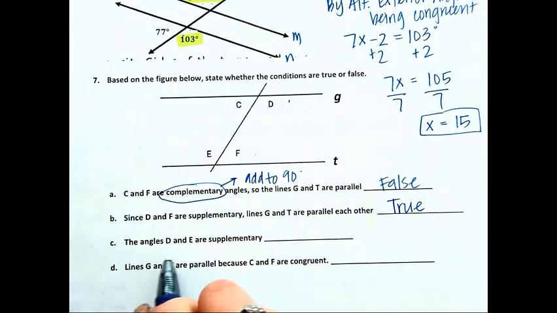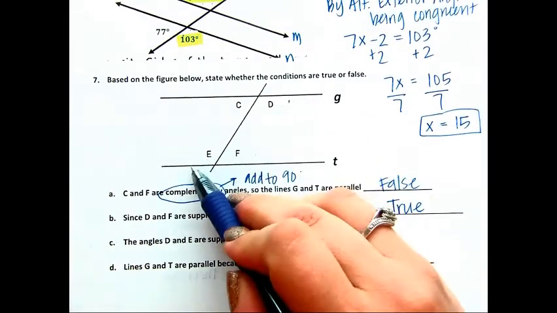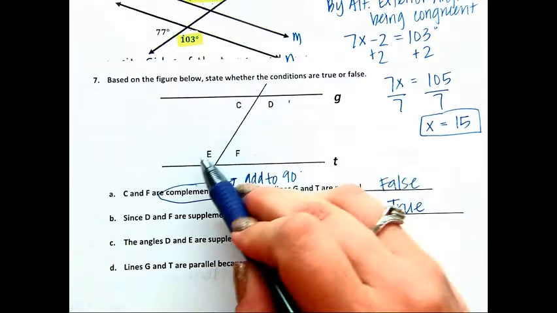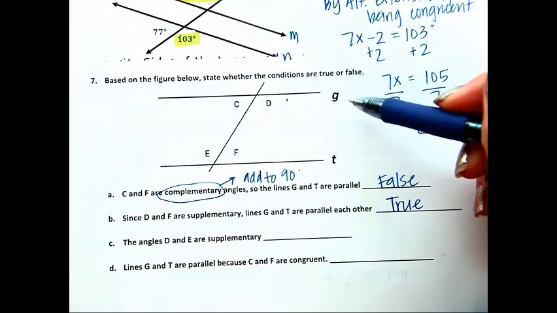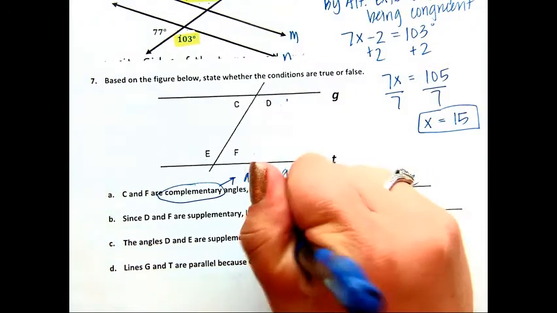C, angles D and E are supplementary. When we add D and E together, these are alternate interior angles. So if G and T are parallel, these actually have to be congruent and not supplementary. So we'll say false here.